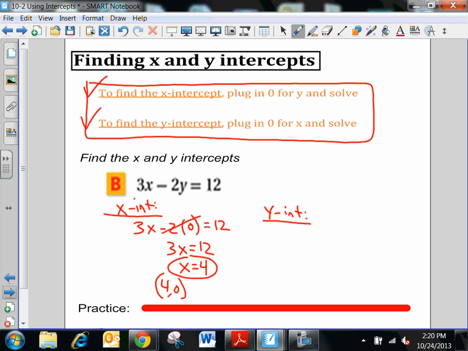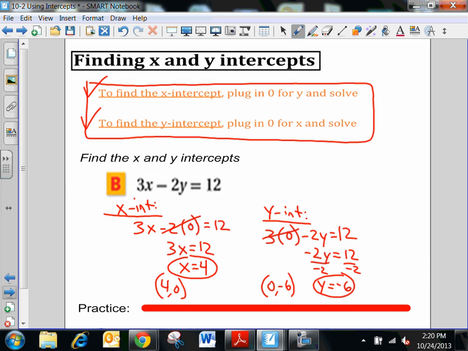And then the y-intercept. The y-intercept here, I'm going to plug in 0 for x. So that would be 3 times 0 minus 2y equals 12. And then this will go away, and I will have negative 2y equals 12. Notice the minus is a negative in front of the 2. Divide by -2, and I get that y is equal to -6. Okay, so the y-intercept is (0, -6). All right, so those are my x and y-intercepts.